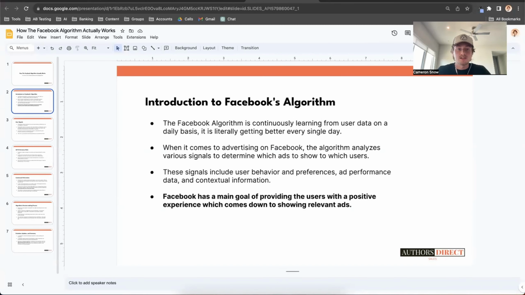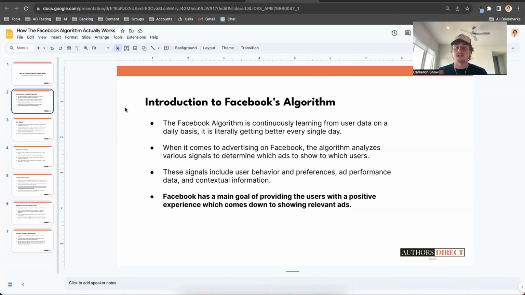Now, jumping into this, essentially, at the very beginning, Facebook is continuously learning. Every single day, it's always learning. It is learning about new data points within people, the types of videos that they're watching, and it is literally getting better day by day. It's pretty crazy to think about.